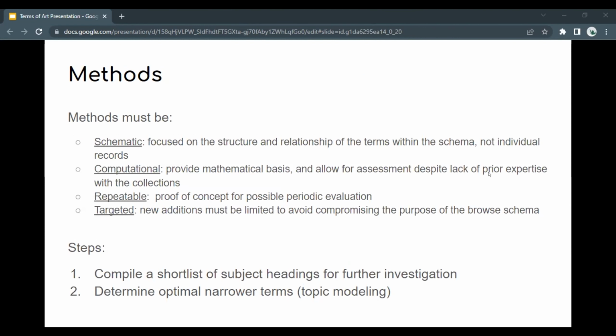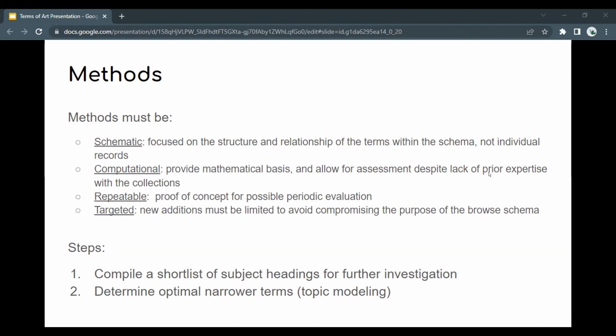And so in the face of such complications, my first task was to figure out how I was going to go about approximating the topical composition of the portal's collections without setting up a kind of circular reference to the very subject metadata that I was trying to assess. In brainstorming my approach to this question, I realized that the key was going to be finding methods that were both schematic and computational in nature.